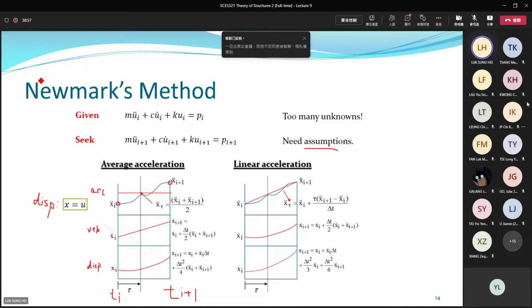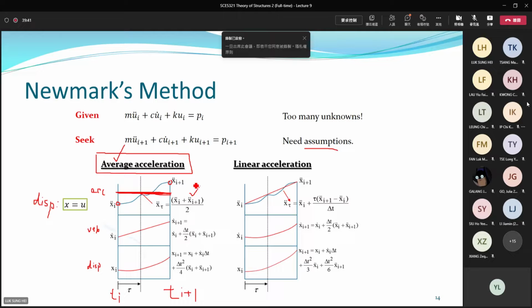And here we make assumptions. For example, you can assume that the acceleration between these two time steps is equal to a constant. You can use the average value between t_i and t_i plus 1 to represent the acceleration in this time interval. That's why the title of this picture is average acceleration, because we assume that the acceleration is the average value between two time steps. The average value is equal to x double dot i plus x double dot i plus 1, over 2.